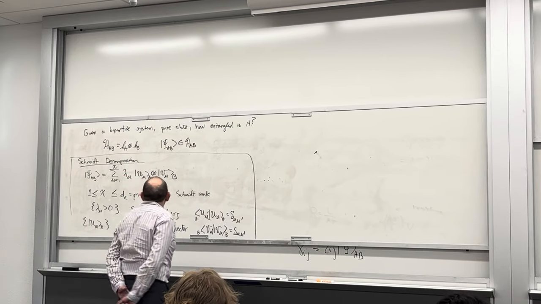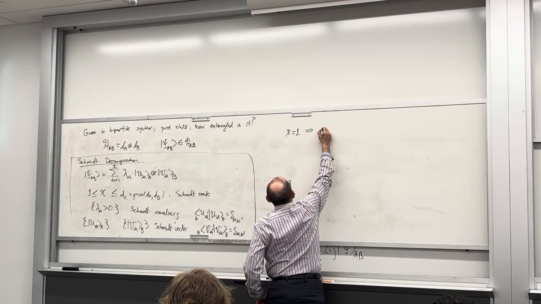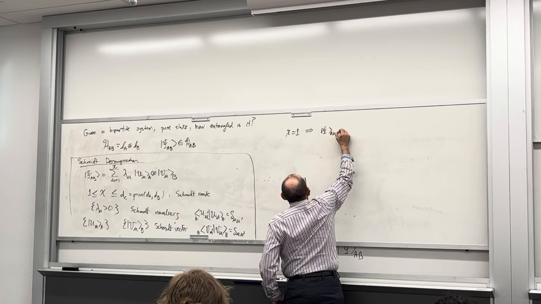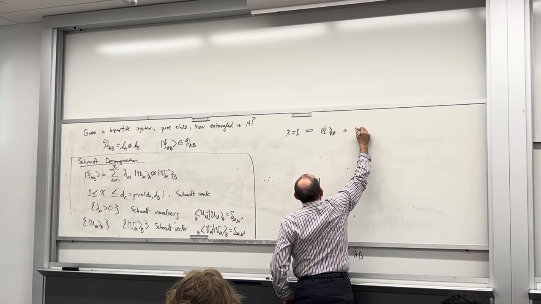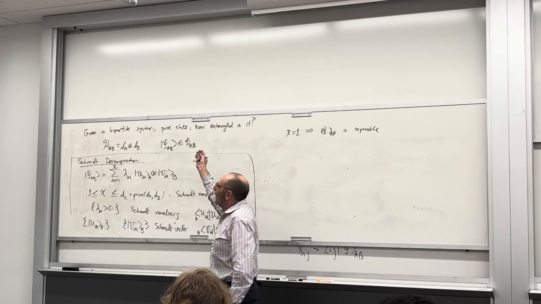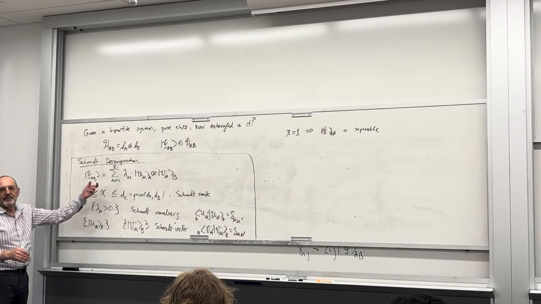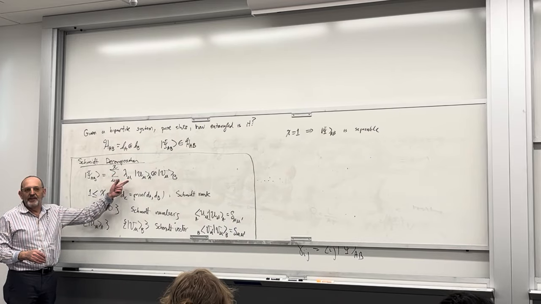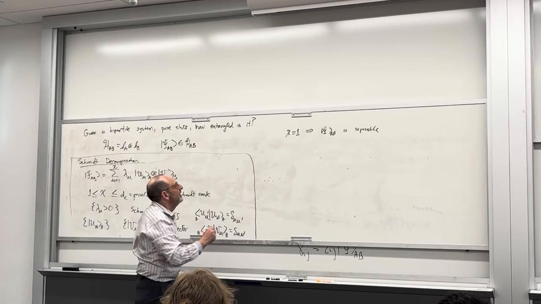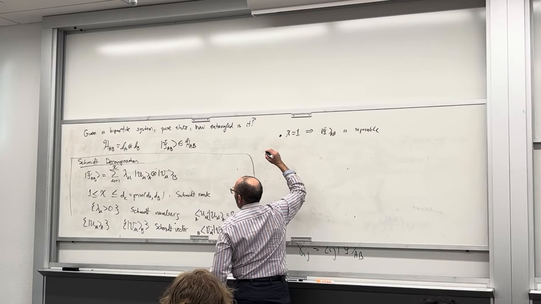Firstly, if chi equals 1, then the state is separable, unentangled. So we can find out whether the state is entangled or not by finding the Schmidt decomposition, and if there's only one Schmidt number that's non-zero, if the Schmidt rank is 1, then it's a product state, or unentangled.